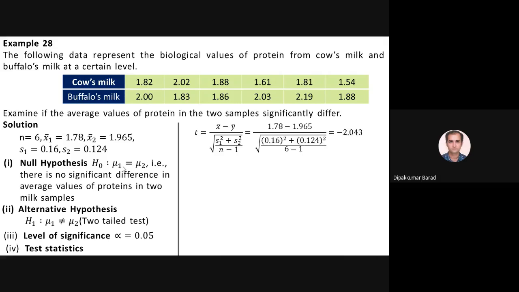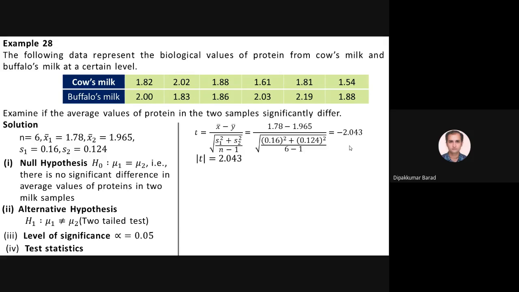The test statistic is x bar minus y bar upon under root s1 square plus s2 square upon n minus 1. I have suggested that if you have n1 equal to n2 and both the samples are independent, then we have this formula, which we have already discussed. So we need to calculate x bar minus y bar upon under root s1 square plus s2 square upon n minus 1, and what I get here is minus 2.043.